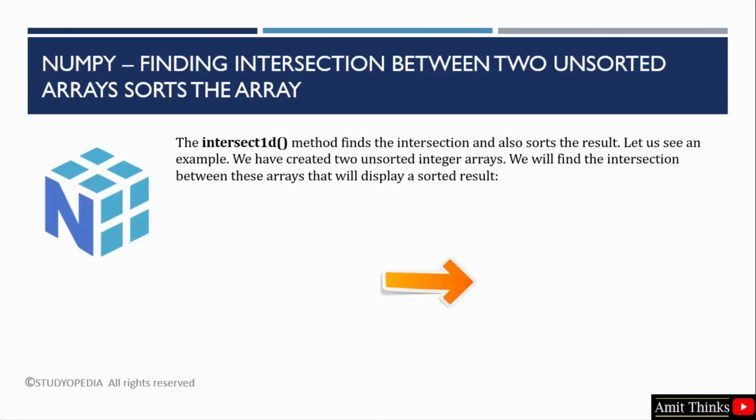Now let us see the second example in which we'll be using the same intersect1d method on two integer arrays and it will display a sorted result. Okay, so this is what happens in intersection. It first finds the common elements and the resultant array will be sorted.